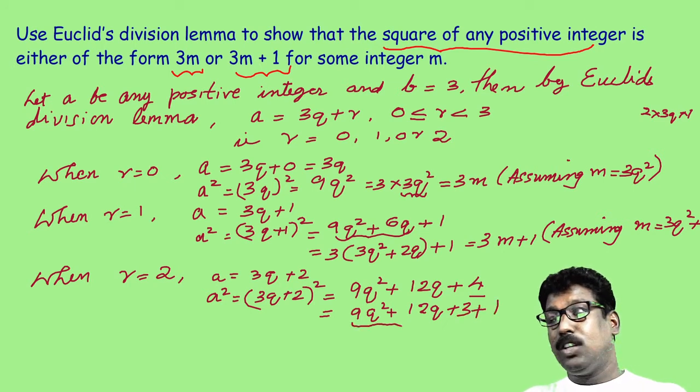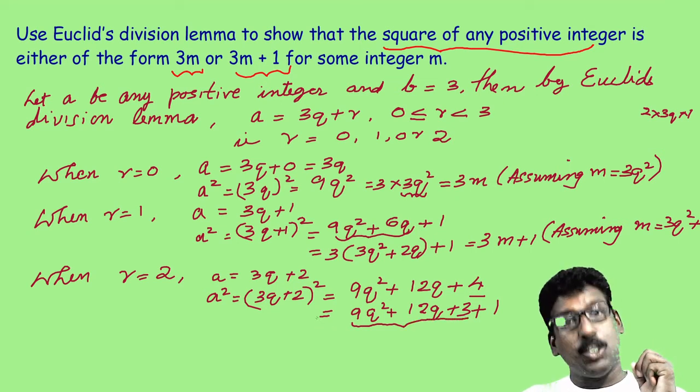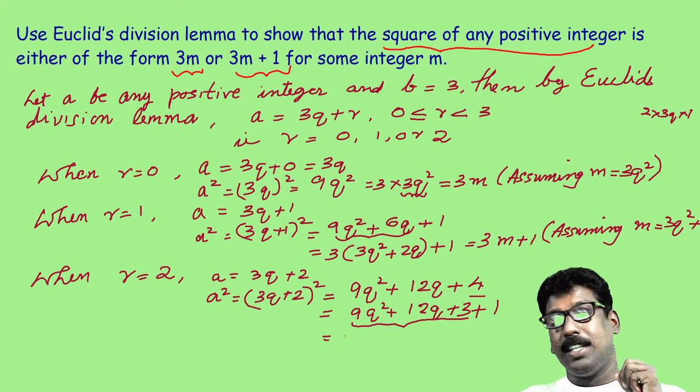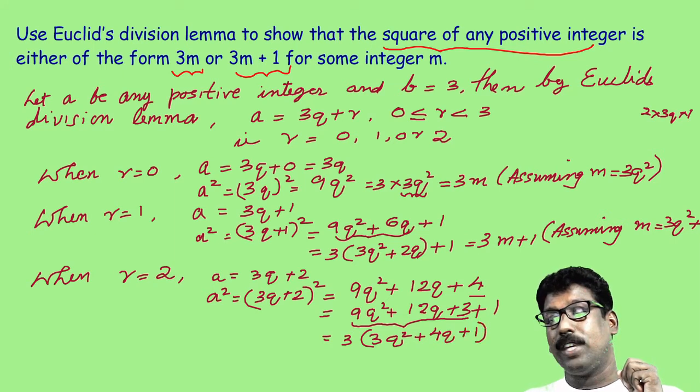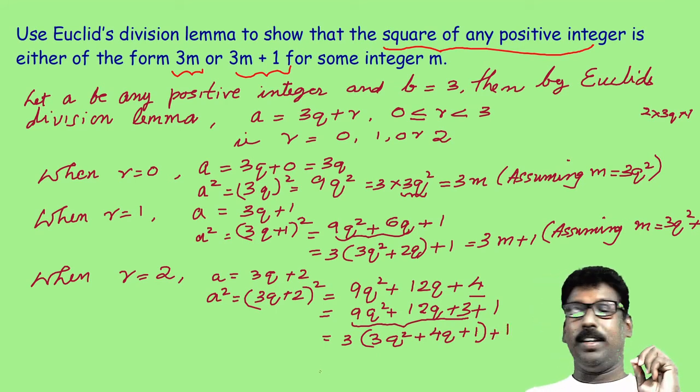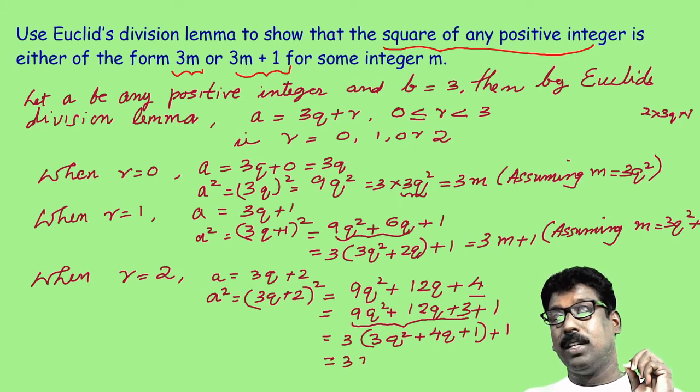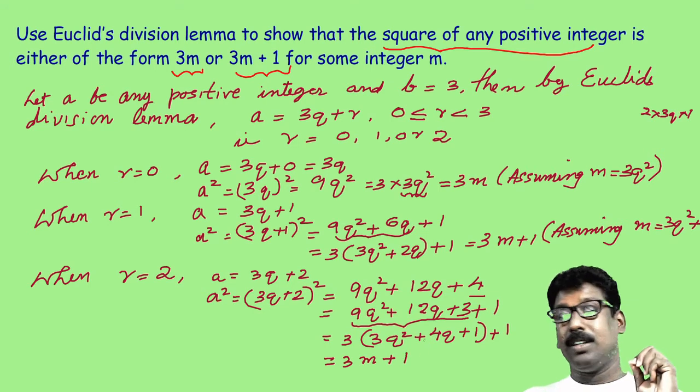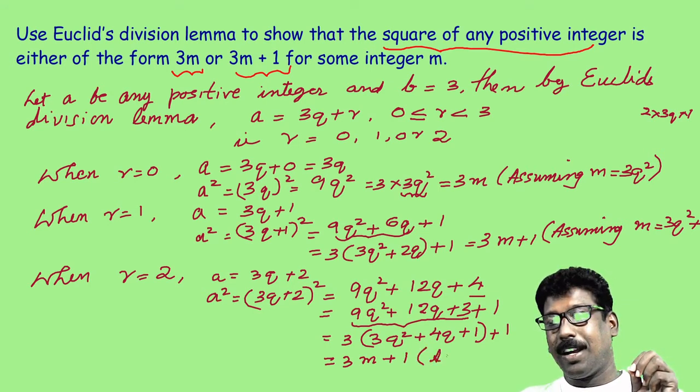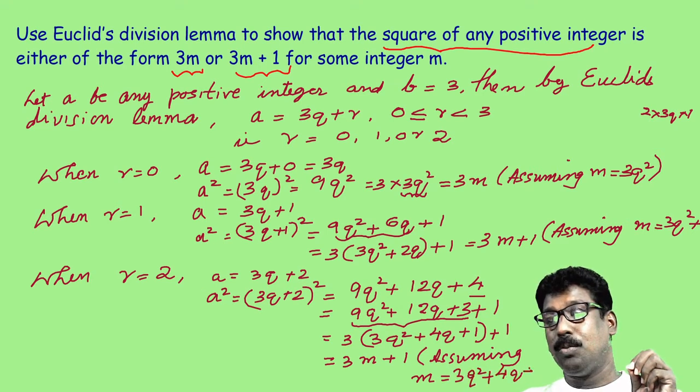Now take 9q square plus 12q plus 3 together. What is common? Yes, here 3 you can take as common. So what is remaining? 3q square, plus 12 is 4 into 3, so 4q, plus the 3 you already took outside gives 1, so 3 into 3q square plus 4q plus 1, plus 1. Now this is also in the form of 3m plus 1. Assuming m is equal to 3q square plus 4q plus 1.